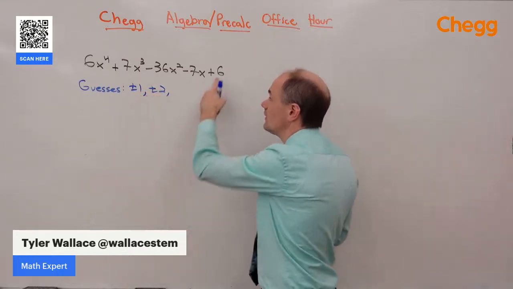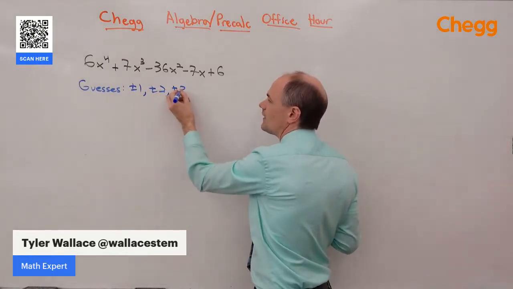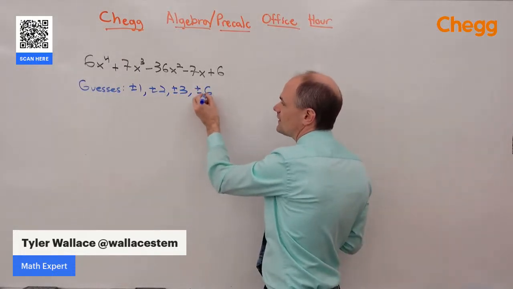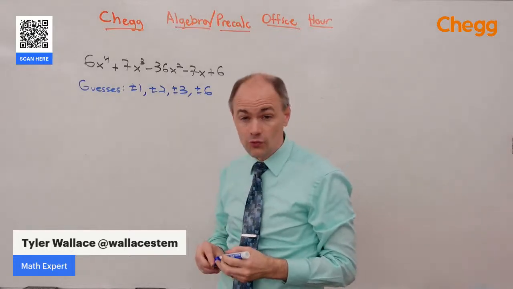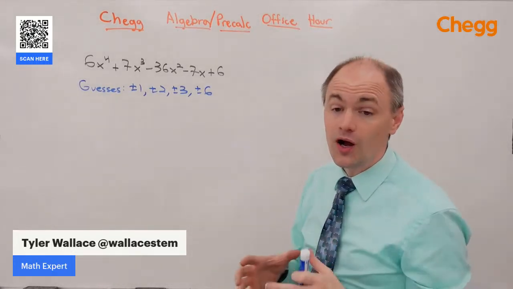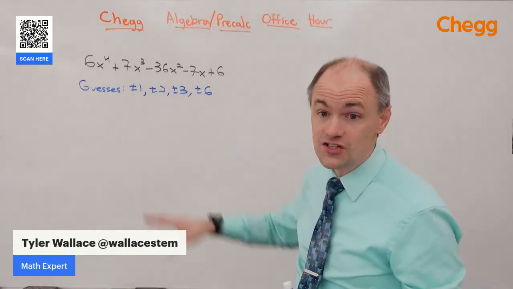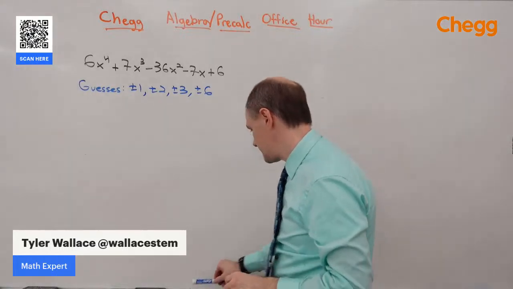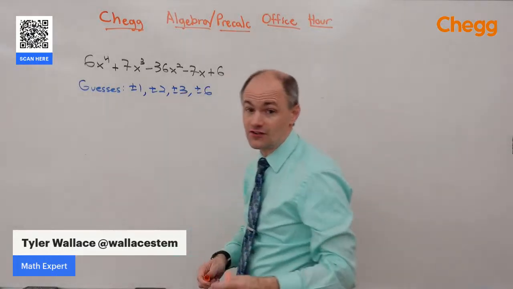Positive negative 2, that divides into 6. Positive and negative 3, that divides into 6. And positive and negative 6. Probably, that limits us down to 8 options, really. Probably one or more of those 8 options is going to work on this polynomial. But we have to test it to figure out which one's going to be our solution.